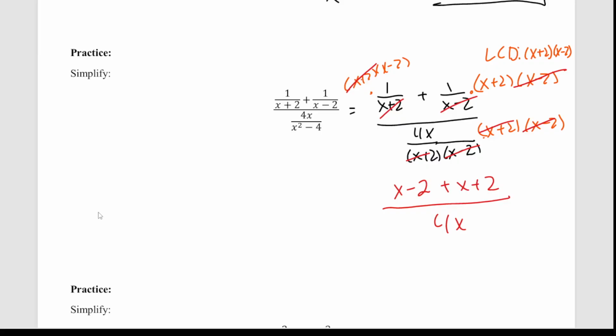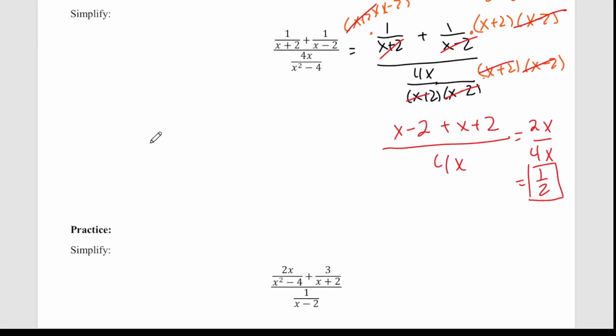I want to simplify this a little bit further, so in particular I notice that x plus x is going to give me 2x. Negative 2 plus 2 is actually going to give me 0, all over 4x, and then 2x divided by 4x, well, x divided by x makes 1. 2 divided by 4 simplifies to 1/2, and my final answer is simply 1/2, and that actually worked out super satisfyingly, in my opinion.